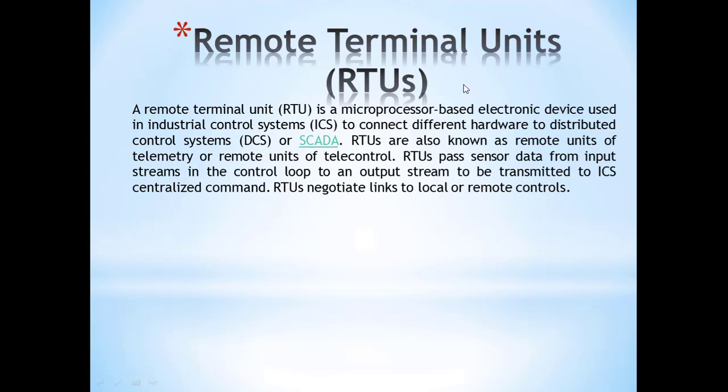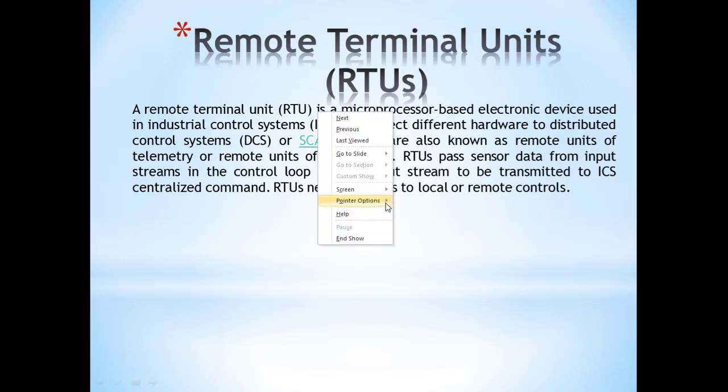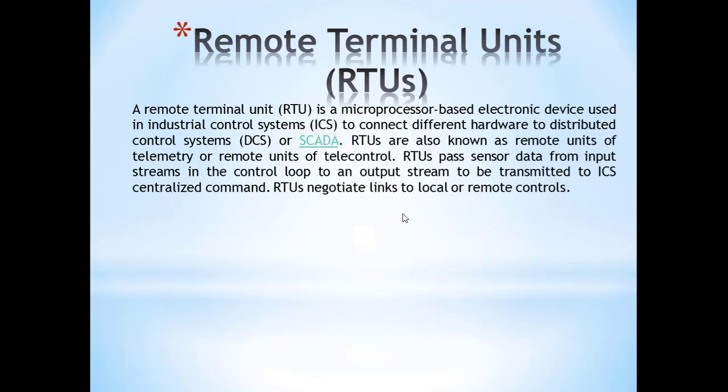Okay. So coming to your remote terminal unit, which is said to be RTU, it is again a microprocessor based electronic device used in industrial automation systems to connect different hardware to the distributed control system. Okay, so distributed control system in the sense you will have many more categories, from the field level to the head level.